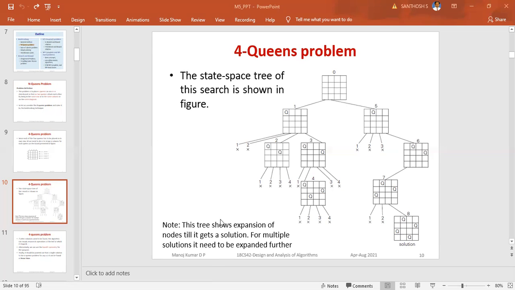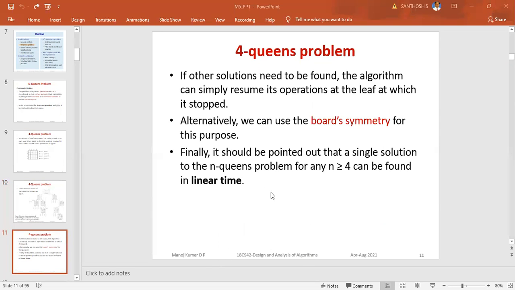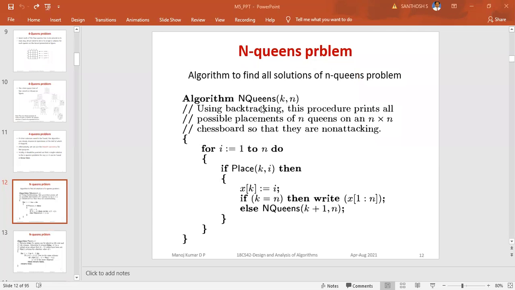Okay. This tree shows the expansion of nodes till it gets the solution. For multiple solutions, it needs to be expanded further. Okay, so if other solutions need to be found, the algorithm can simply resume its operation at the leaf at which it stopped. Alternatively, we use board symmetry for this purpose. So finally, it should be pointed out that a single solution for the n queens problem for n greater than 3 can be found in linear time. So this is the algorithm for the n queens problem.